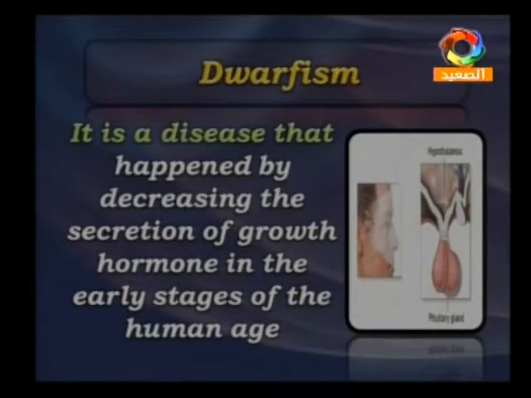The first one here is dwarfism. What is meant by dwarfism? It is a disease that happens by decreasing the secretion of growth hormone. If growth hormone decreases, our body doesn't grow over time, in the early stages of human age. So the pituitary gland cannot secrete enough growth hormone, and we have dwarfism.